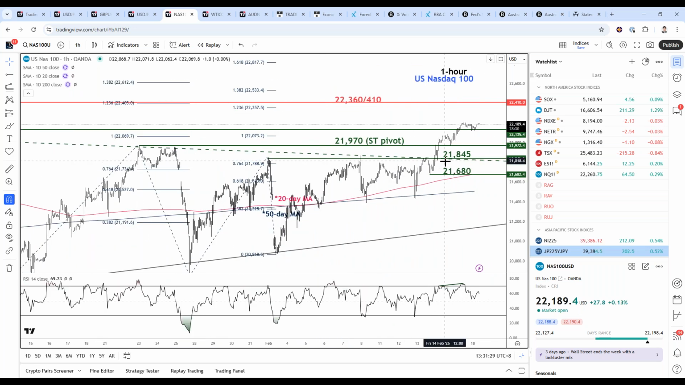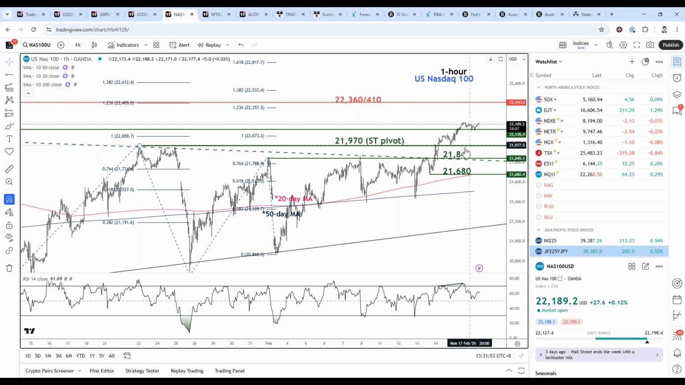Right, so as long as any form of minor pullback doesn't surpass below 21,970, this will still remain the short-term pivotal support that we have for today. We will still maintain the intraday bullish bias on the NASDAQ 100. Next resistance level to watch will be 22,360/410, which is being defined by a Fibo extension cluster level.